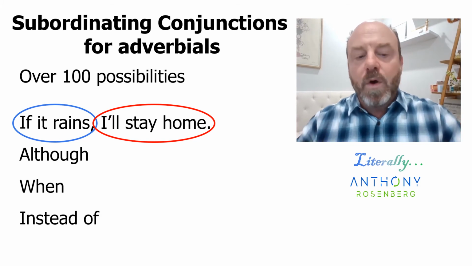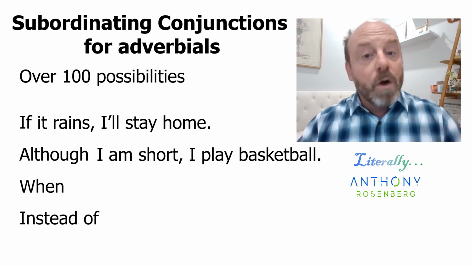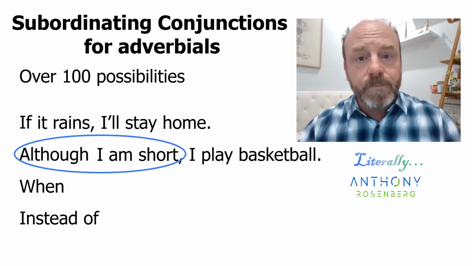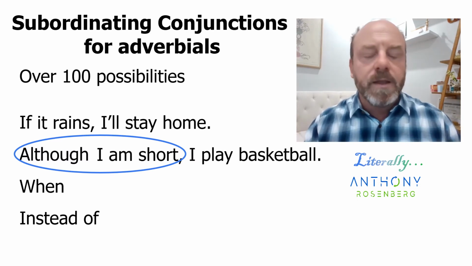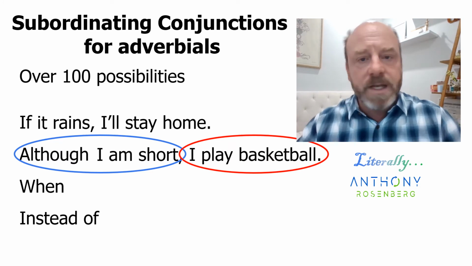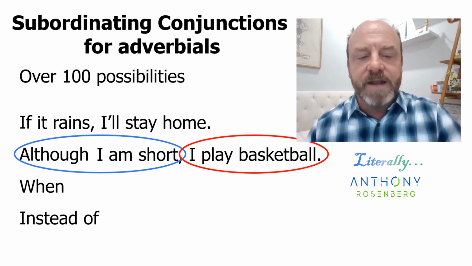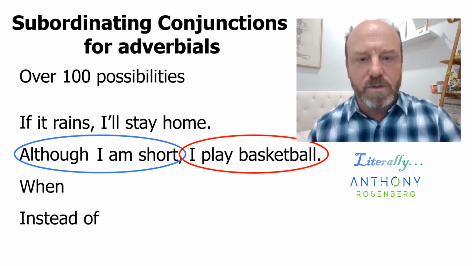What about this one? Although I am short, I play basketball. Again, isolate the clauses. "Although I am short," you want to know what's the contrast. Although you're short, you can do something. But if I say to you, "I play basketball," you're like, great, congratulations, you play basketball. So "although I am short" is your dependent clause, and "I play basketball" is your independent clause. Remember, red circles show the independent clause, the one that can stand alone.